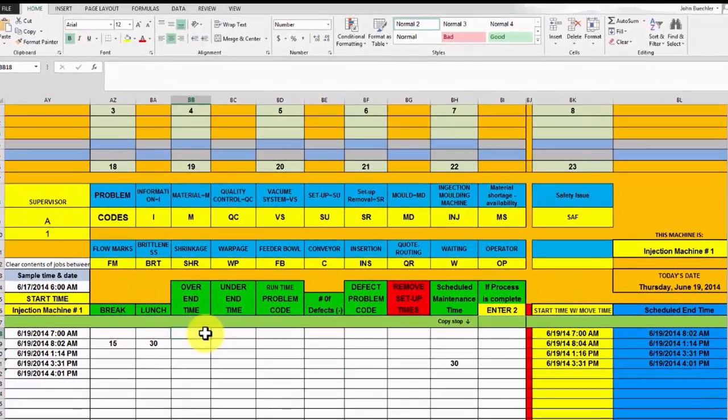I'm just going to go ahead and enter the data that we just received from the shop floor just to illustrate how simple this whole process is. We're going to enter that the job went 10 minutes longer than planned. We had set up as the runtime problem code. We had 3 defects. The defect problem code was shrinkage, SHR, and we enter a 2 in this column to denote that the process has been completed, and now we watch the sign update.